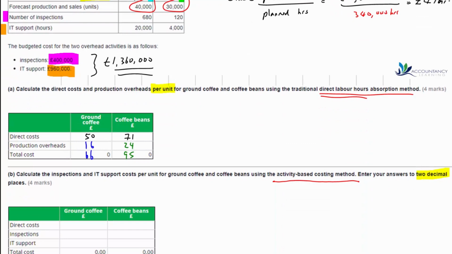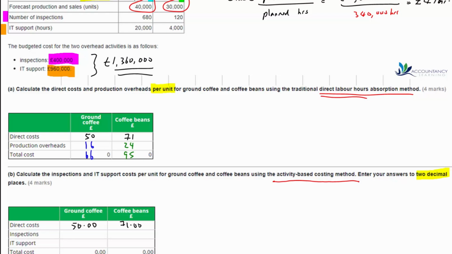So again, we've got those 2 different types of product, our ground coffee and our coffee beans. Again, our direct costs, well, we've got those numbers from before. So that's 50, isn't it? But remember, the question wants it to 2 decimal places. So you do need to make sure that you are doing that. Otherwise, the computer-based exam software just won't give you your credit.